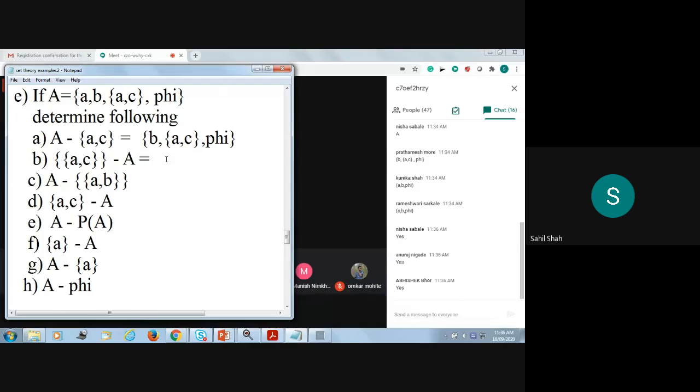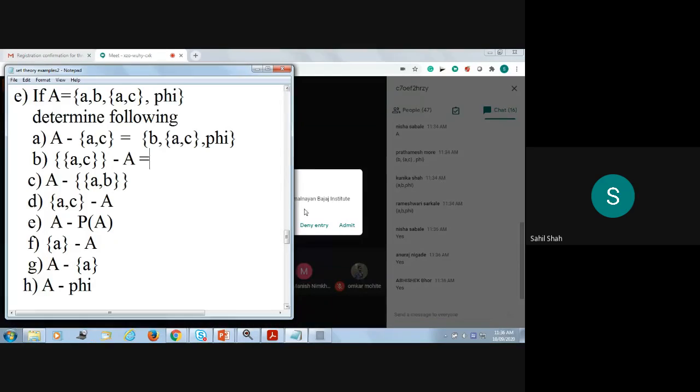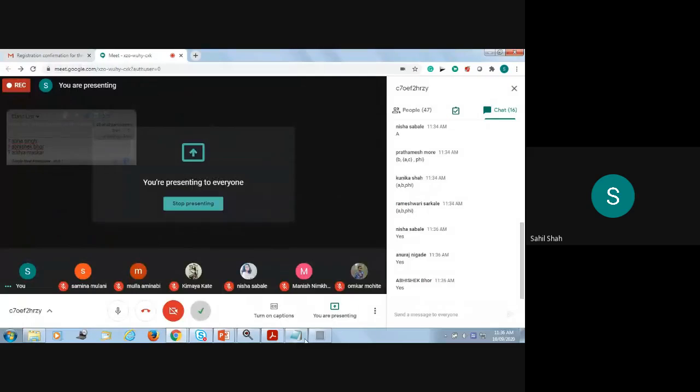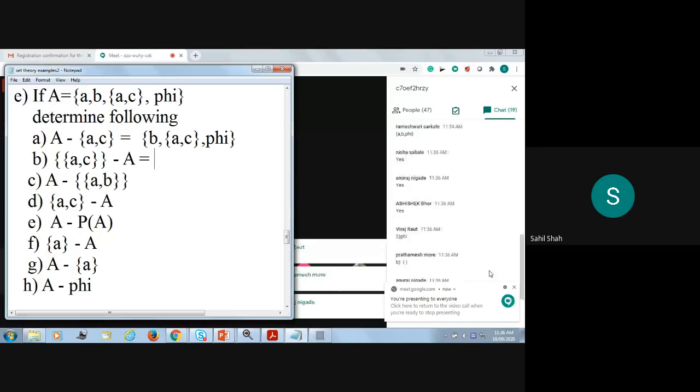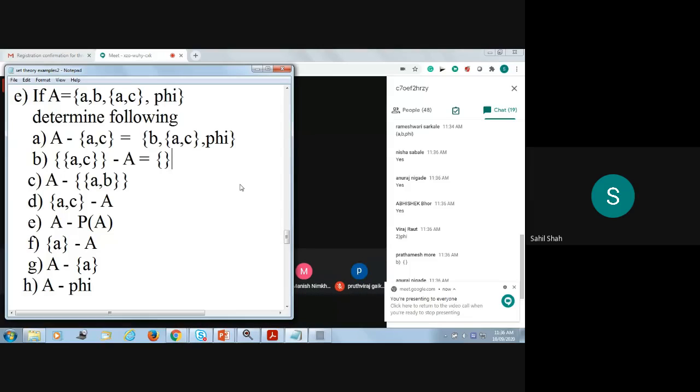Okay, moving further. What is the answer for this? Any answers? Yes, Viraj has given phi. Another student has also given phi. Absolutely correct, phi, the null set. Why the null set? In this set, I have a pair A comma C, minus A. Do I have this A comma C common with A? Yes. So what is left after removing this common element? I am left with nothing. That is phi, so phi is my answer. It should be fine.